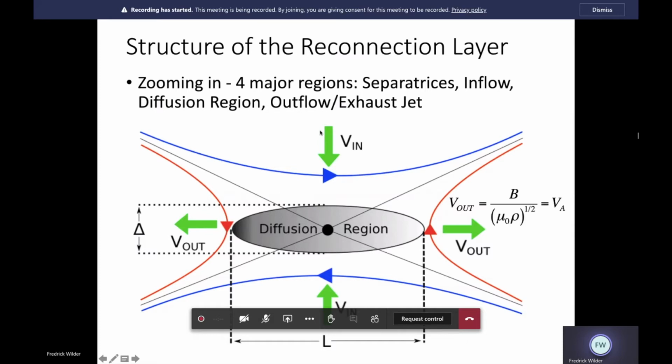So we have several major regions, and this is where a lot of the jargon comes in. We have the inflow, that's the plasma carrying the magnetic fields that flows in. There's a diffusion region where the fields break. There are the separatrices, these solid lines. That's a surface, so you can view this as coming out of the screen. Those separatrices separate magnetic field lines with different connectivity. On one side of the separatrices, you have these inflowing plasmas and magnetic fields, and then you have a different magnetic connectivity on the other side of the separatrix. And then finally, we have the outflow. Sometimes we call that an exhaust jet.